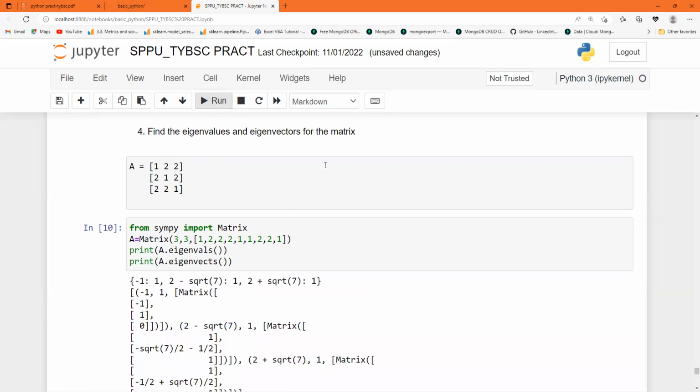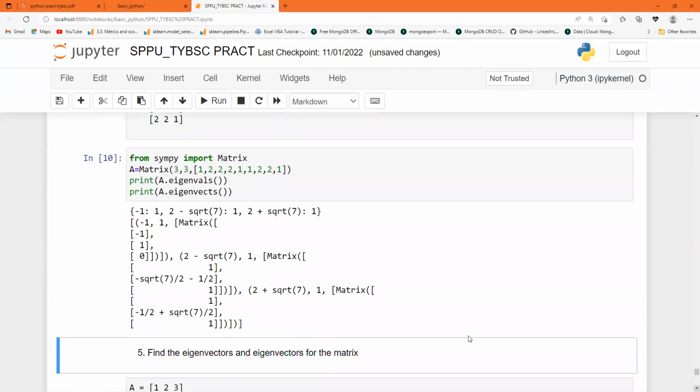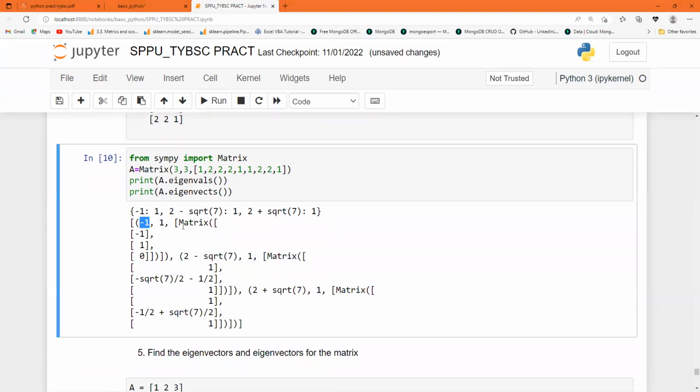Let us run it. So you will get, guys, this one. Let us see the output. So for the -1 eigenvalue, it repeats 1 time, and you get the eigenvector as -1, 1, and 0.